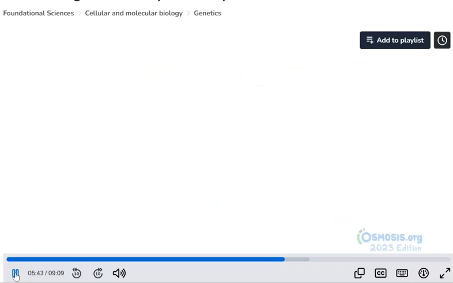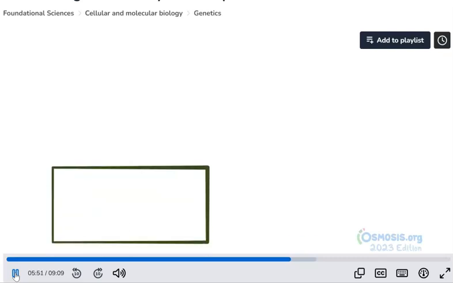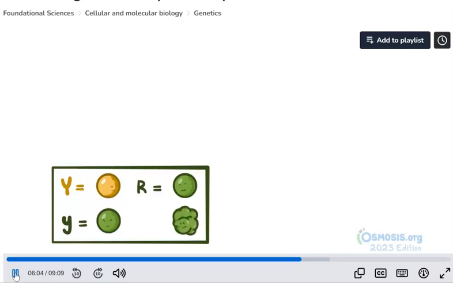Now, it turns out that in addition to flower color, Mendel also observed the seeds of his pea plant, specifically their color and texture. He noted whether the seeds were yellow, which we'll call the dominant big Y allele, or green, the recessive little y allele, and whether the seeds were round, which we'll call the dominant big R allele, or wrinkly, the recessive little r allele.